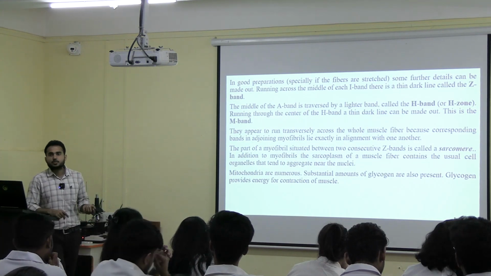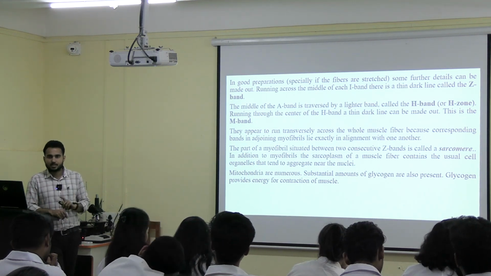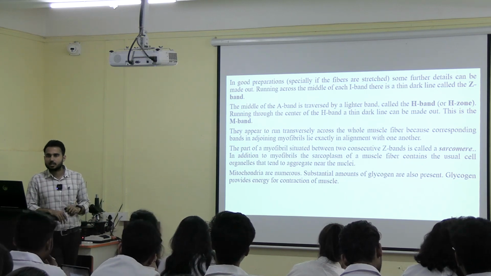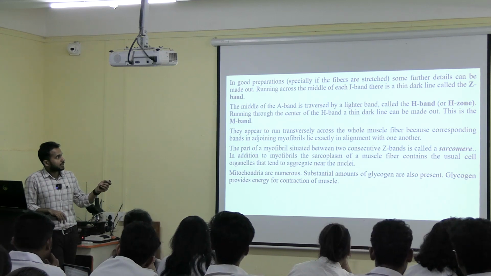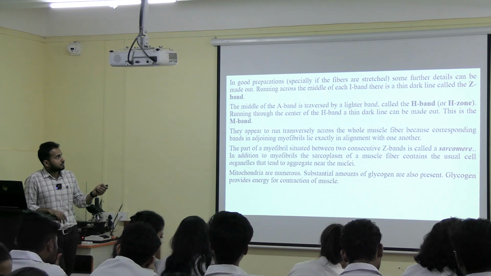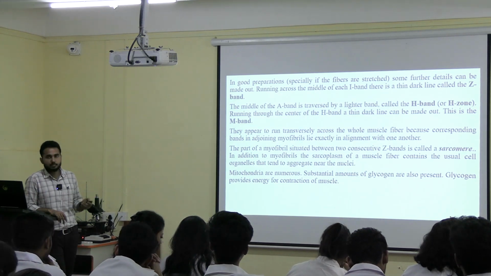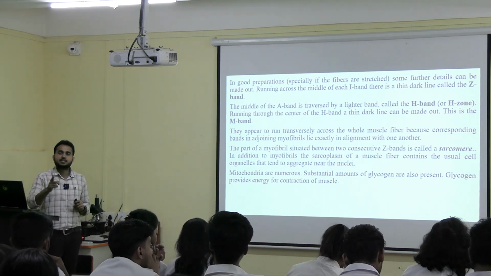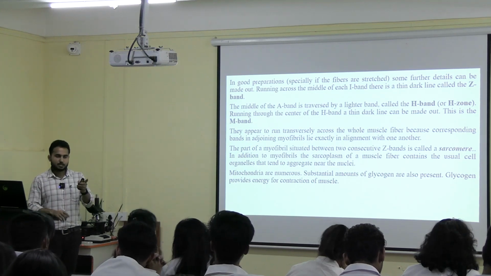Next, some other portions are also there. Alternate dark and light bands are there, and in between those dark and light bands, some other bands are also there. For example, if you prepare the slide properly, further details can be seen. Running across the middle of the I band, there is a dark thin line, and that is called the Z band. So in the middle of the I band, again there is a dark line, called the Z band. So one Z band, another Z band.